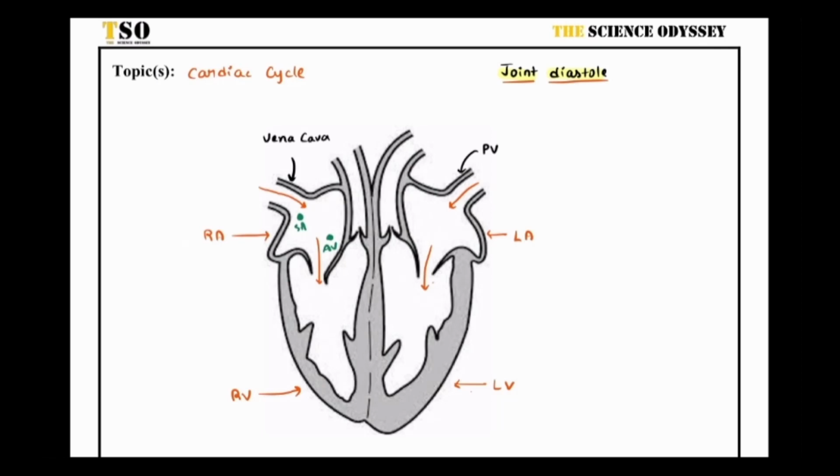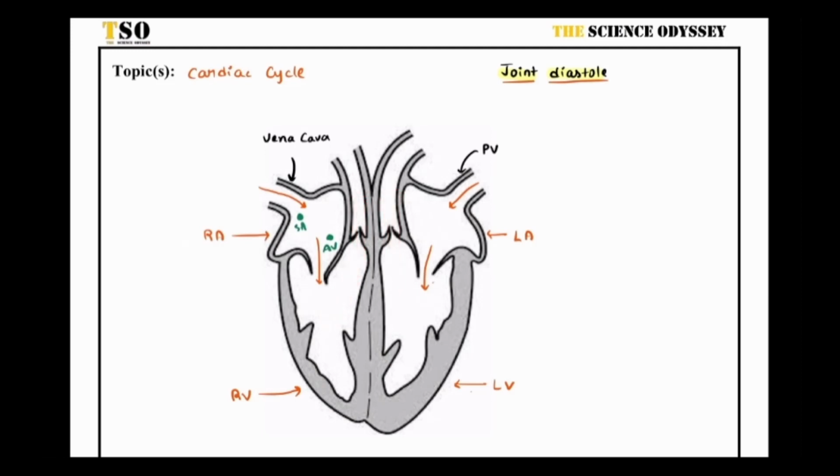Now, when the action potential goes through the bundle of His, what happens? The ventricles start to contract. And this creates a pressure, and causes the semilunar valves that are present over here and over here to open up due to this pressure. Now, as the pressure increases, the blood from the ventricles goes to their respective vessels.